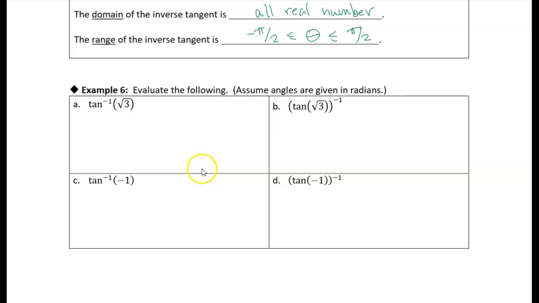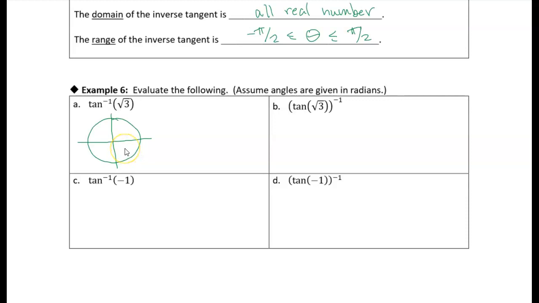So let's take a look at example 6. The first one is asking, what's the inverse tangent of the square root of 3? Okay, so we're looking for the angle that has a tangent value of square root 3. Well, again, I kind of like to visualize it. Now, I recognize square root 3 is involved with either a 30 or a 60 degree angle, right?